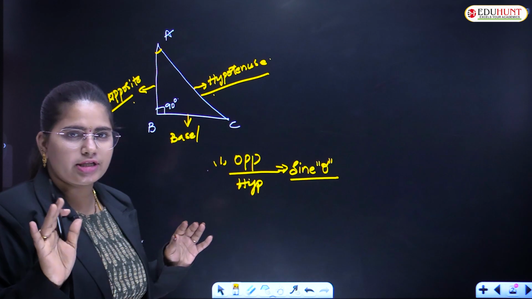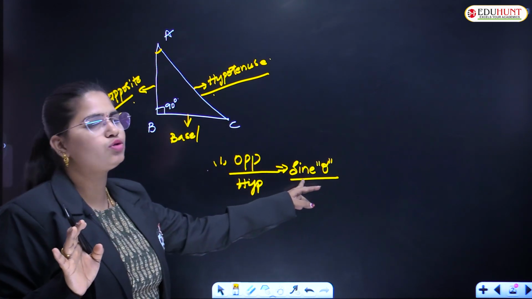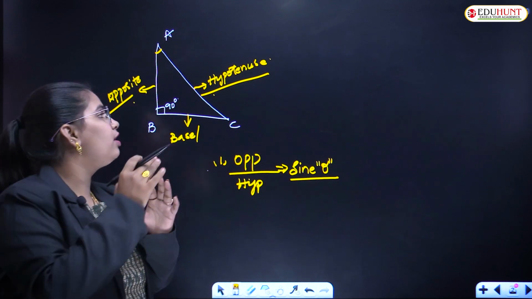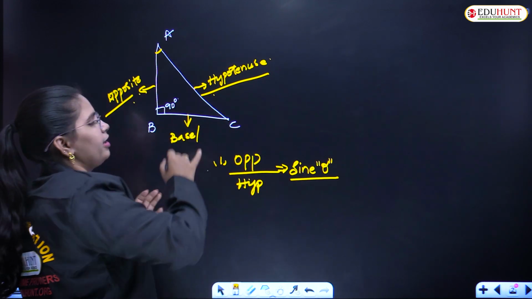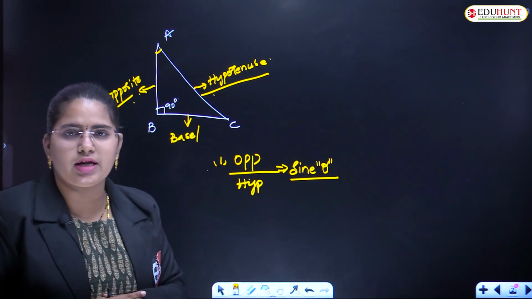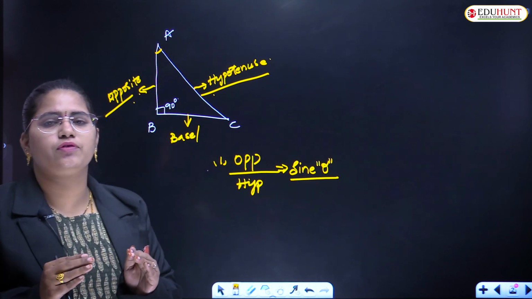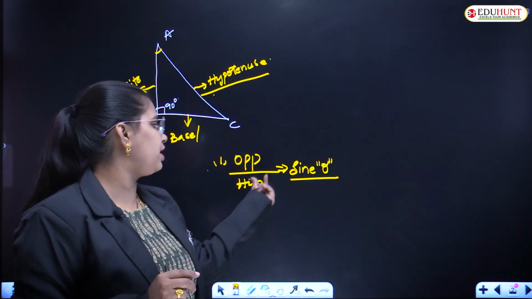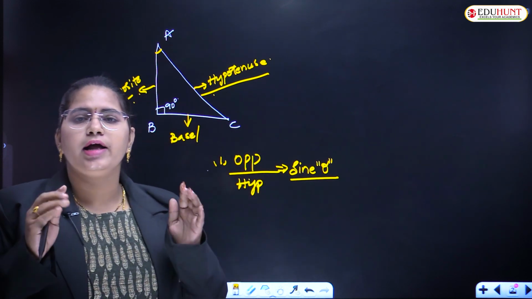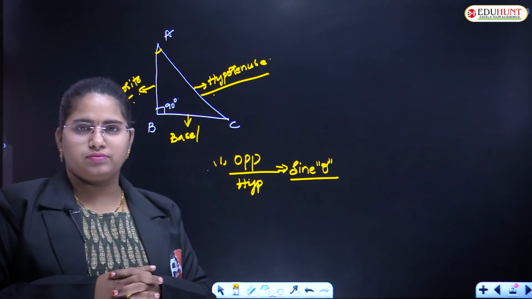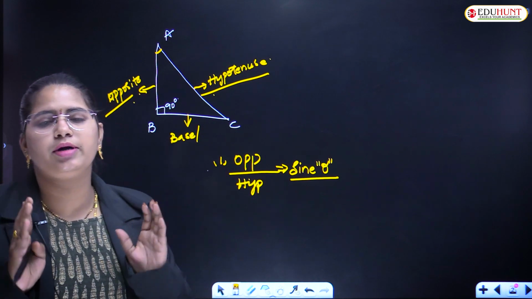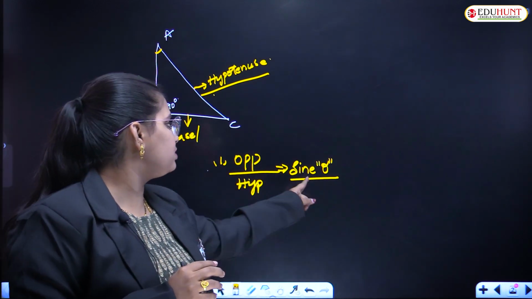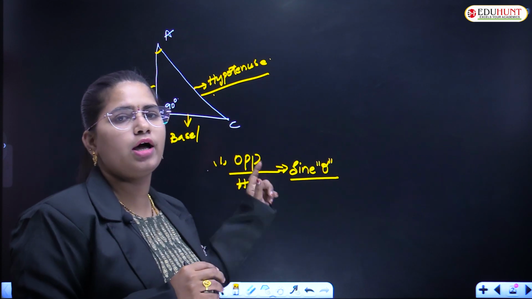Yes or no? Sine theta means the angle is obtained in between this line and this line, the opposite line and the hypotenuse line. If you have a comparison of opposite side to hypotenuse side, then we call it sine theta. Okay, this is our first trigonometric ratio. So what is the first trigonometric ratio? Sine theta is equal to opposite upon hypotenuse.